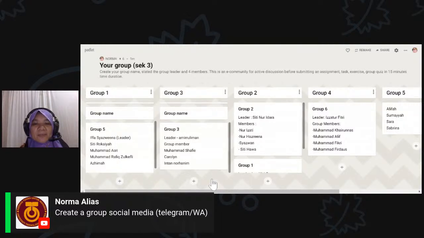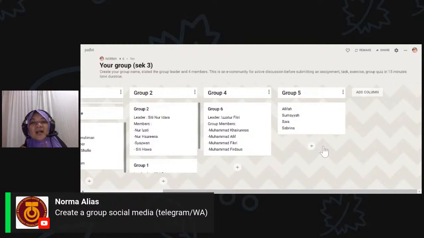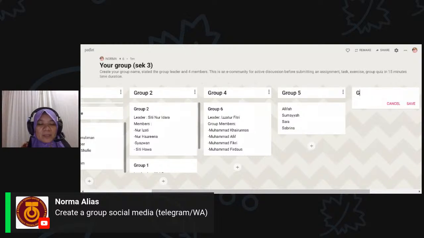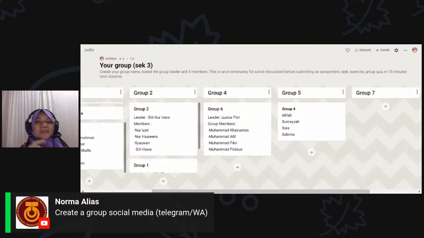You can create a group, for example, group 5. Come on, group 5. You can add a column here. You can go to group 7, for example. Group 5 is Afifa, Sumaya, Sarah, and Sabrina. Please put the full names, because I want to tick the attendance. Thank you very much. You can create group 6, group 7, and others by your own. I will go to the groups and then correct the system. Never mind. So this is one way to make it faster.